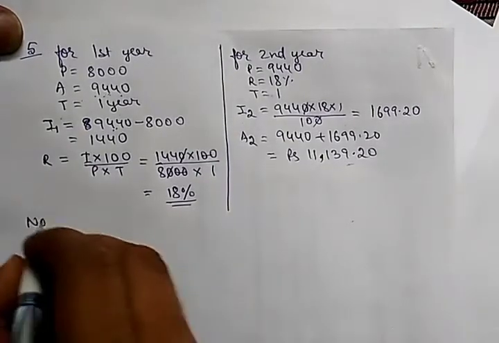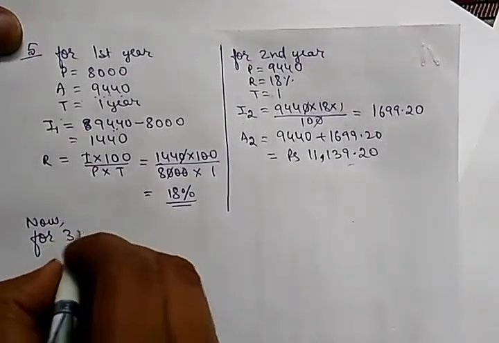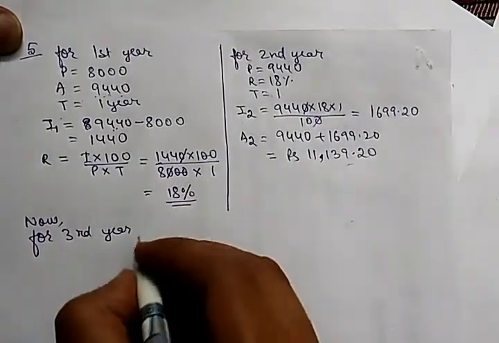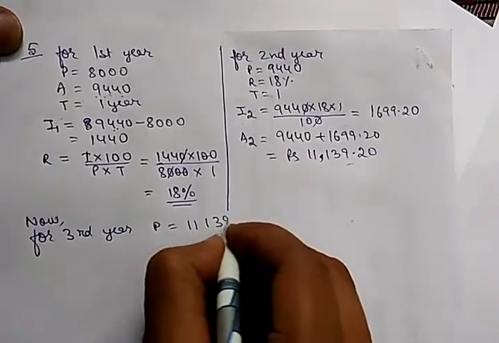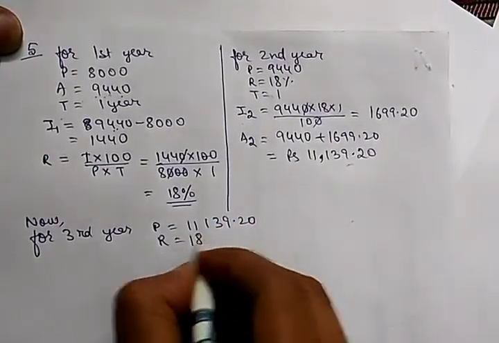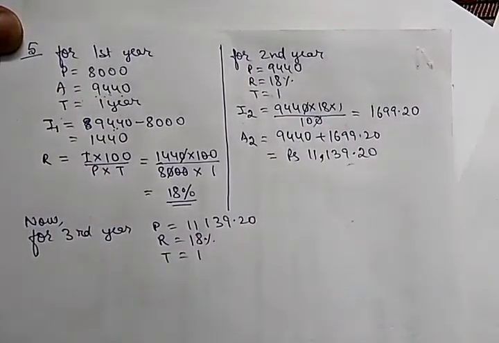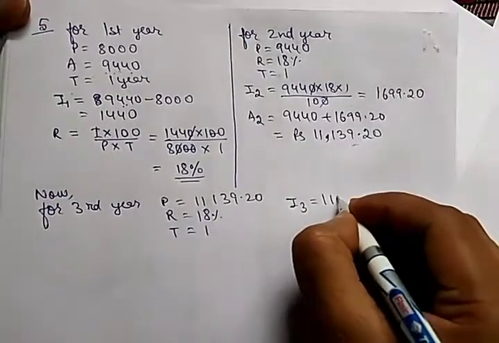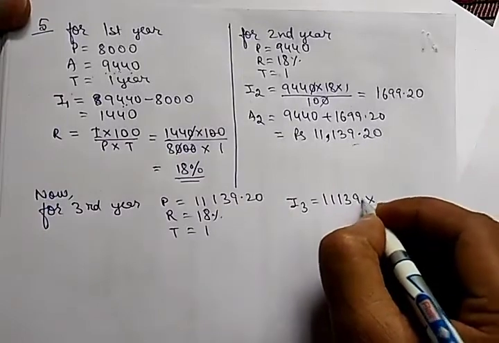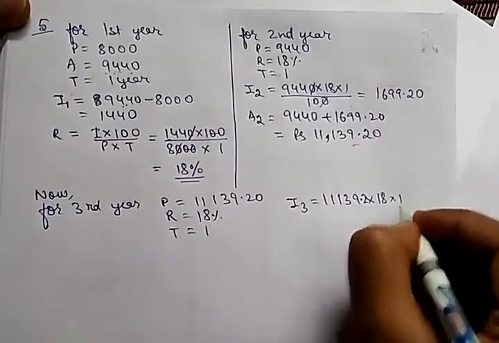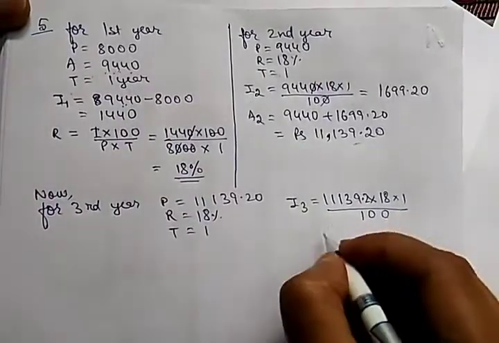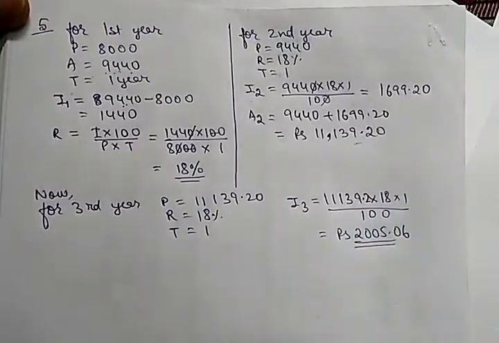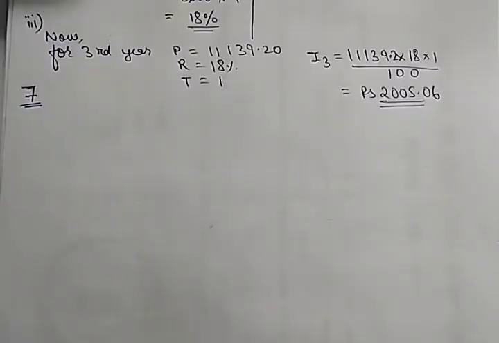Now for the third year, since this is the amount of the second year, this will become the principal for the next year. So principal is equal to 11,139.20. Rate is again 18%. Time is again 1. So the interest for the third year, that we have to find. So interest for the third year is equal to 11,139.20 into 18 into 1 by 100. When we solve this, we get 2005.06. This is the answer. This is the interest.